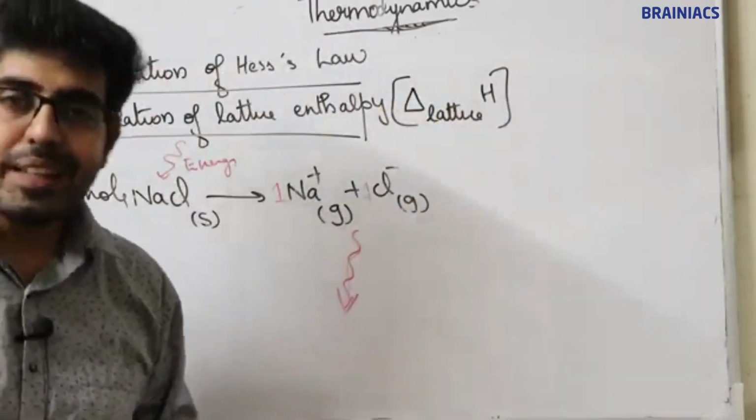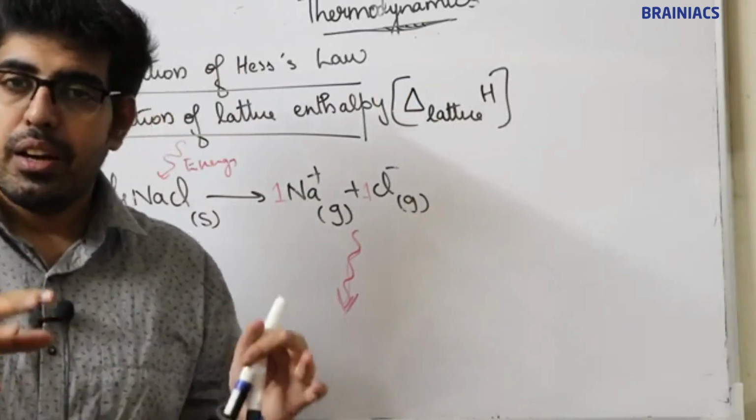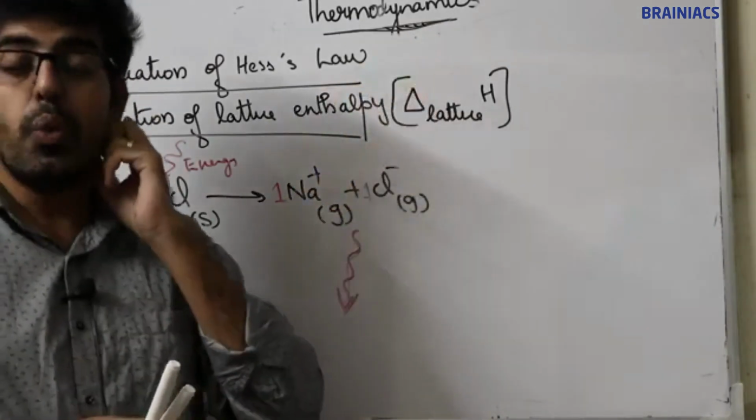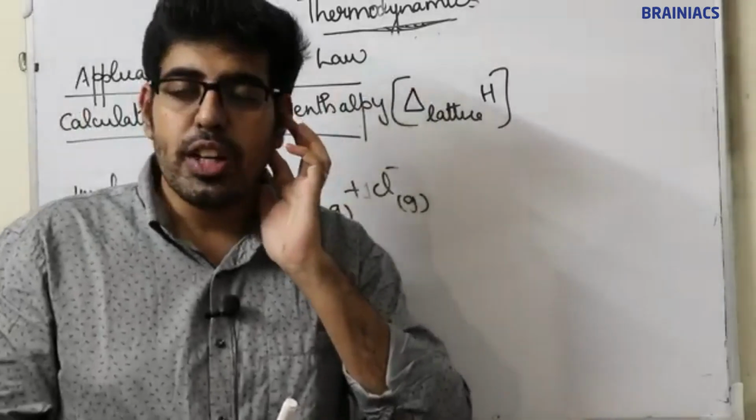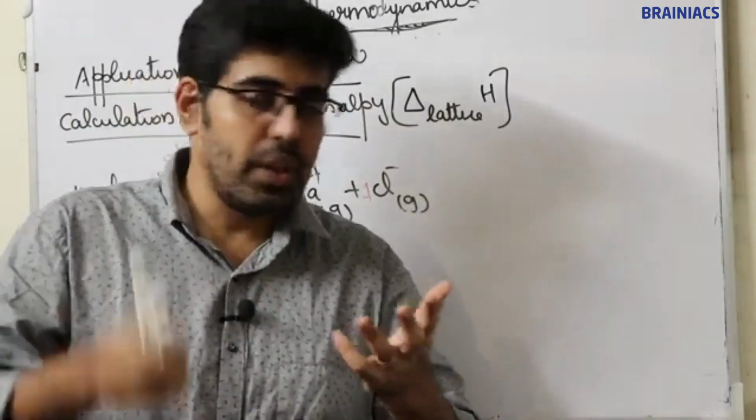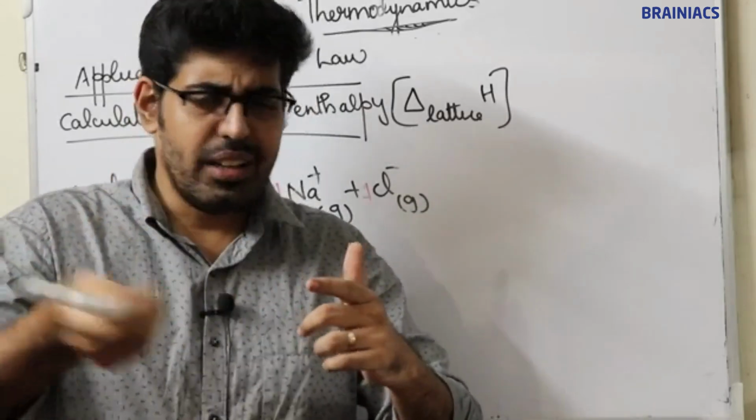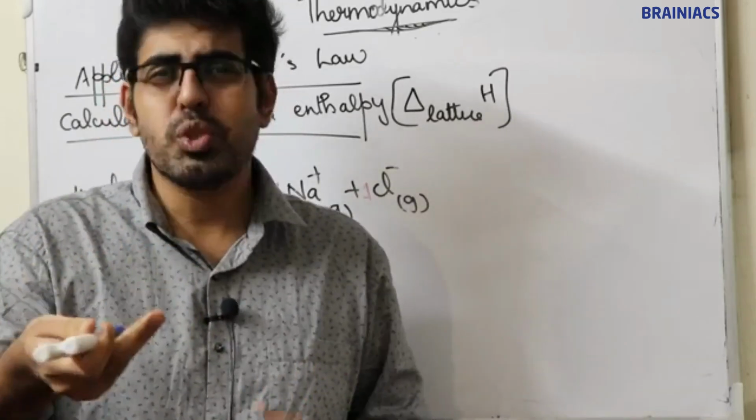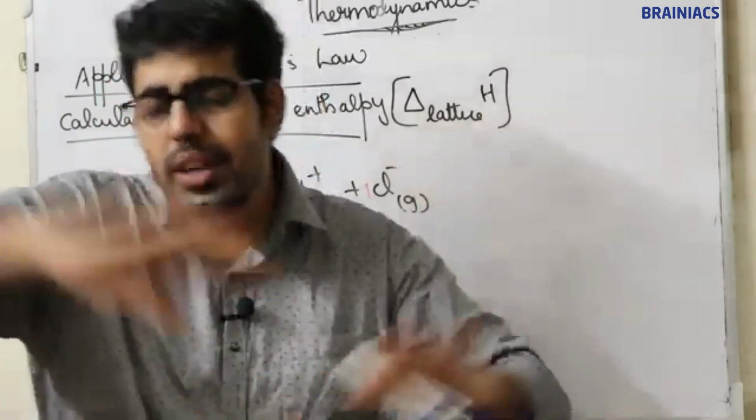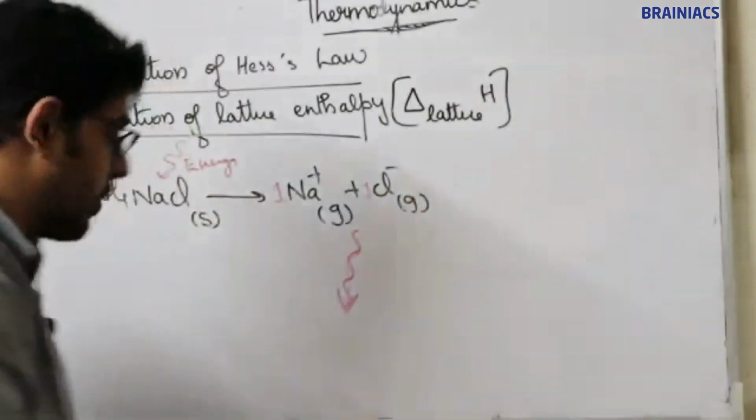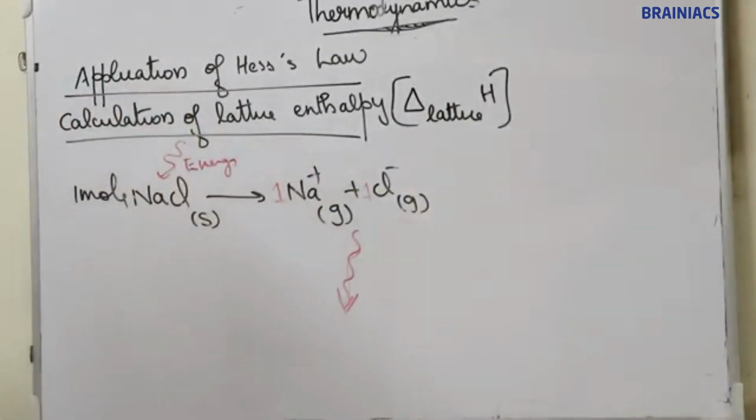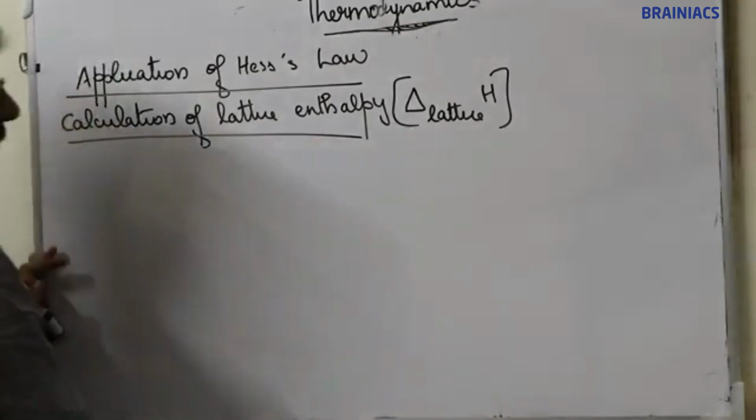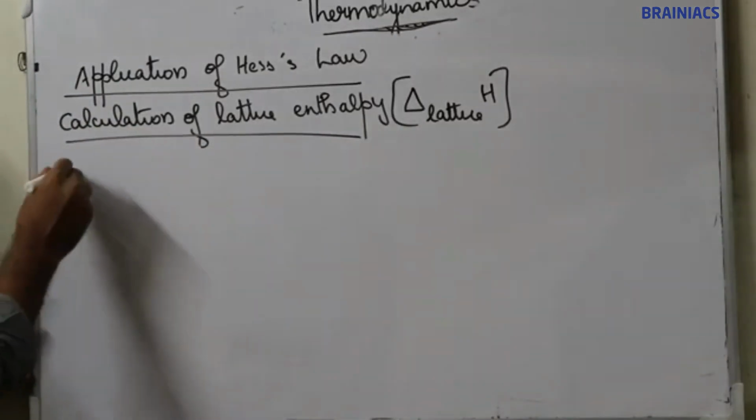We cannot calculate lattice enthalpy value experimentally. We can calculate all other enthalpies like enthalpy of formation, combustion, atomization, bond enthalpy, fusion, vaporization, sublimation, enthalpy of solution and hydration experimentally, except lattice enthalpy. So in order to calculate lattice enthalpy, we are going to study the Born-Haber cycle.